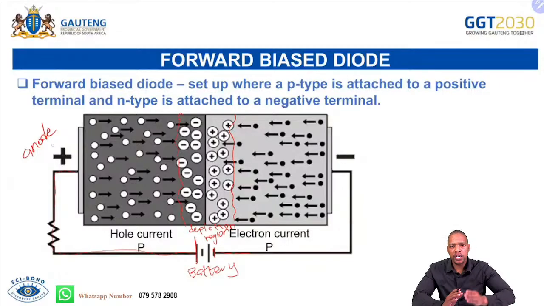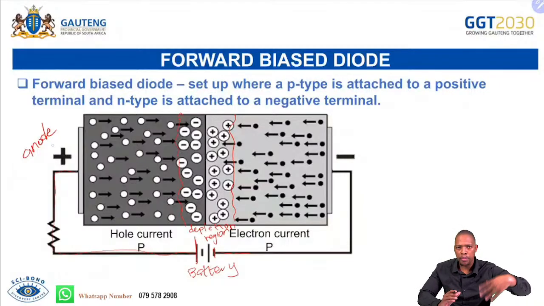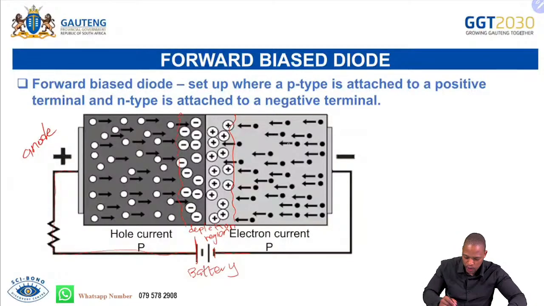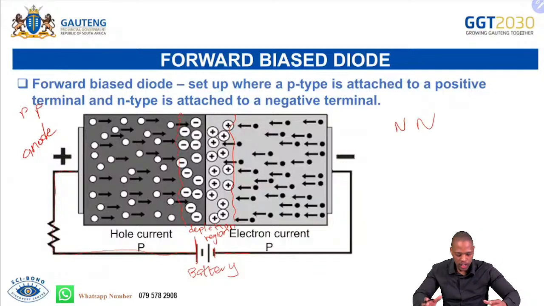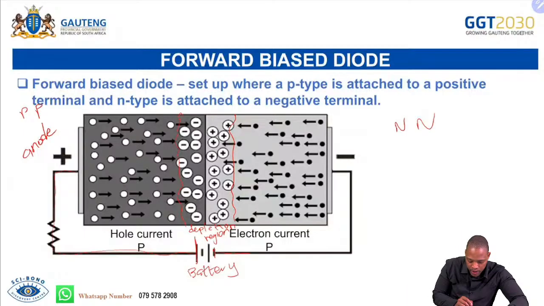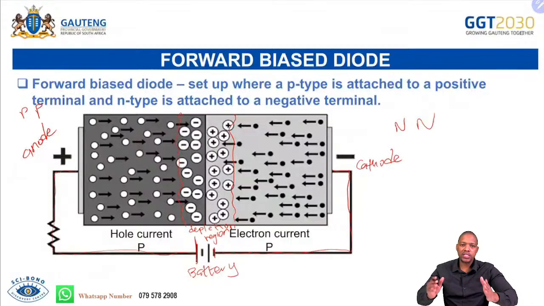Another way I remember it, I say connect the positive terminal to the P-type, so that it's PP, okay? And connect the negative terminal to the N-type, so that it is NN. Here you have PP. But the correct way is that the anode is connected to the positive terminal of the battery. But you can remember it also as PP and NN, right? Okay, I'll tell you how that is going to help you later on. So you have a positive terminal connected to the anode, and then you have the negative terminal. We make sure that we connect it to the cathode.